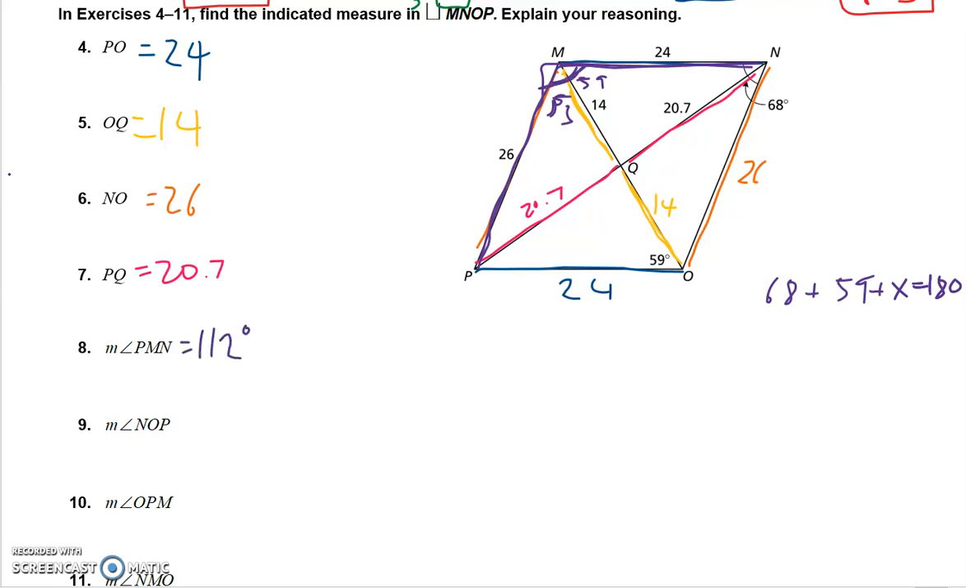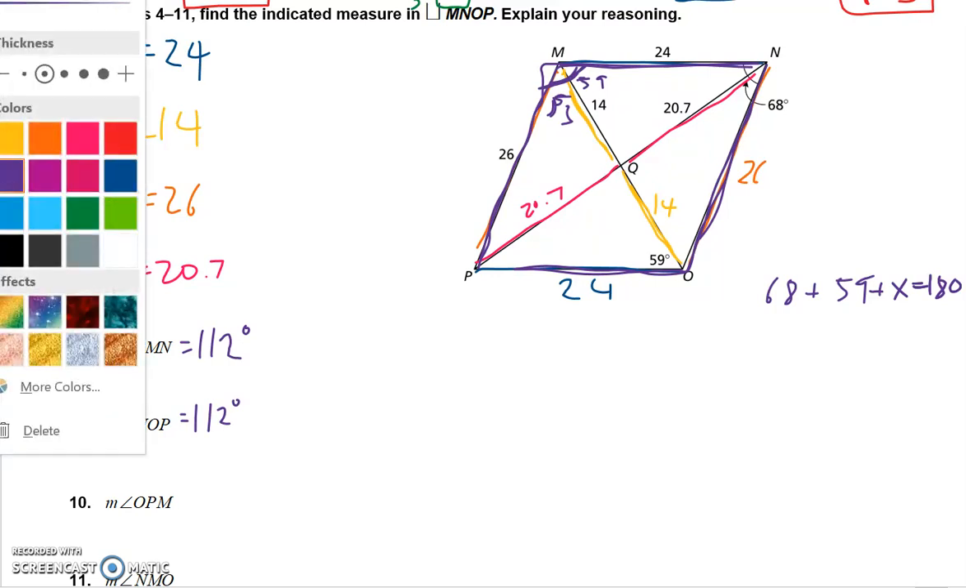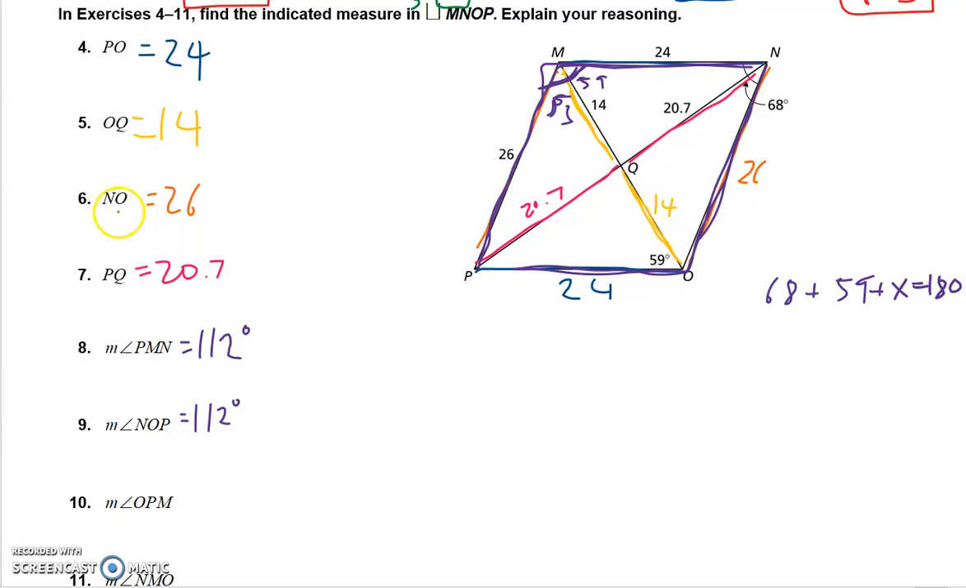112 degrees. NOP is this angle down here, and we know it's the same as that other purple one, so it's also 112. OPM is this angle right here, which is the same as this angle here. So OPM is 68 degrees.